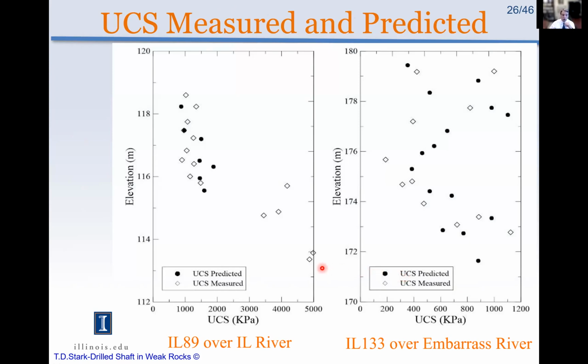These are a couple sites where we measured unconfined compressive strength with coring the weak rock, and that's the open symbols here. And then we had MSPT data from the site. We went out and collected it, and our predictions are the dark circles or dark symbols. Same with over here. And you can see there's a little bit of scatter, but pretty good agreement with the measured values.